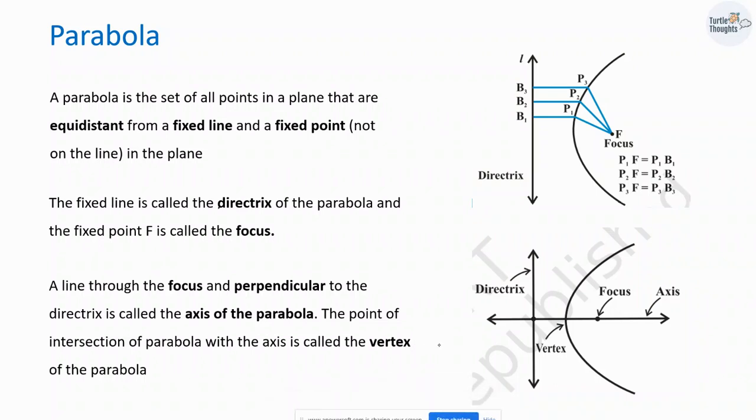Hello everyone. In yesterday's class, we learned about circles. In today's class, we are going to learn about parabola.